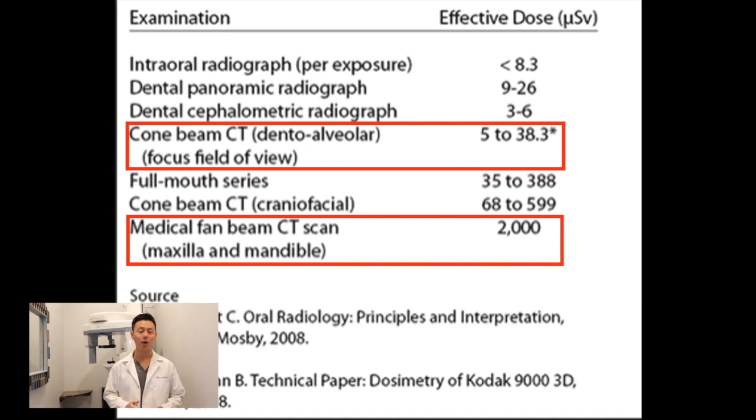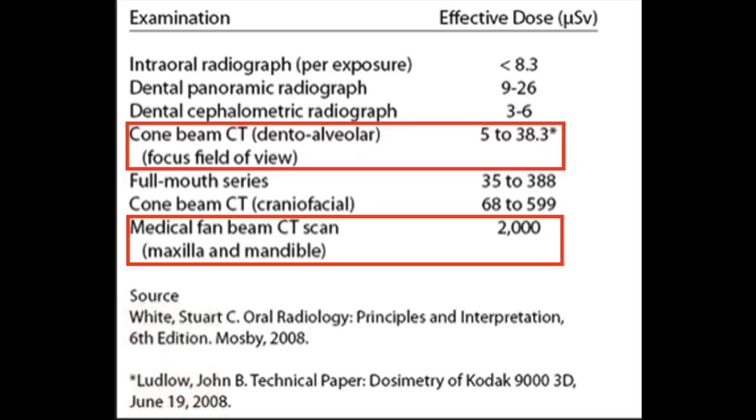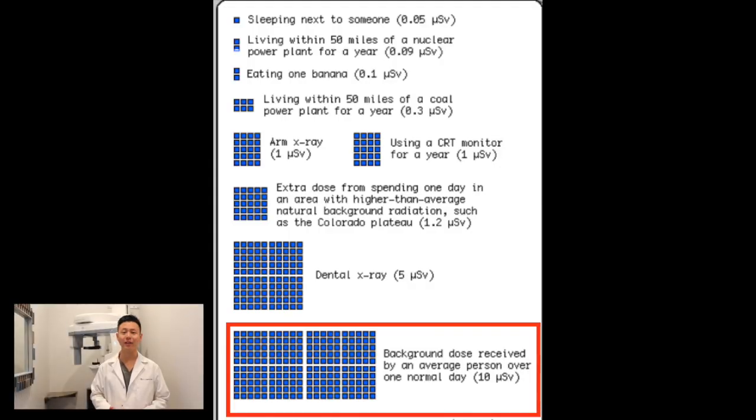Studies have shown that medical CT scans give you about 50 times more exposure in comparison to limited field of view dental CBCTs. Considering that going on a plane from New York to Tokyo exposes you to about 150 microsieverts, a dental CBCT exposes you to only about 38 microsieverts. In fact, in our everyday life, just by living on this earth, you are exposed to about 10 microsieverts.